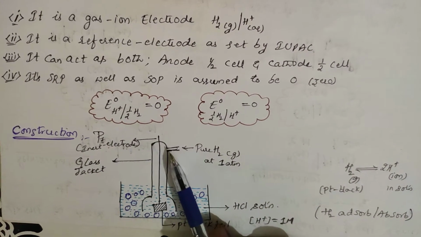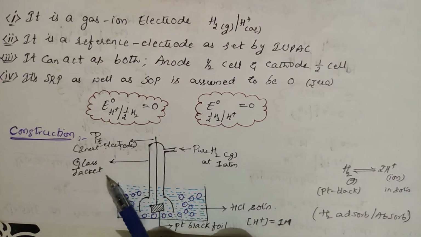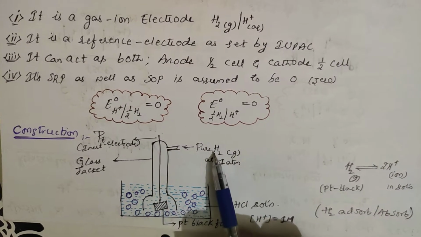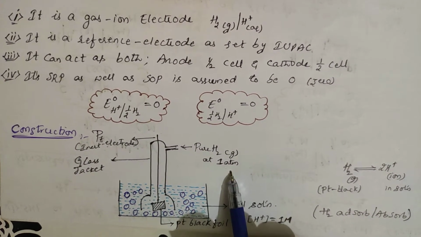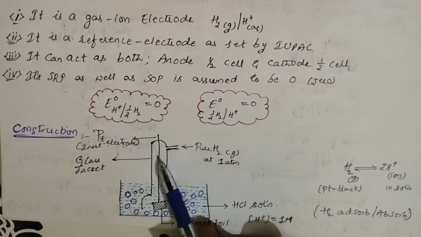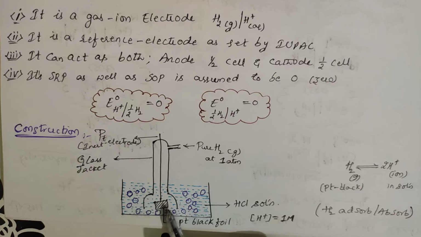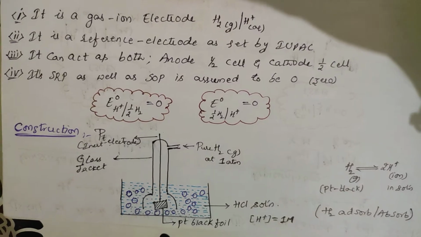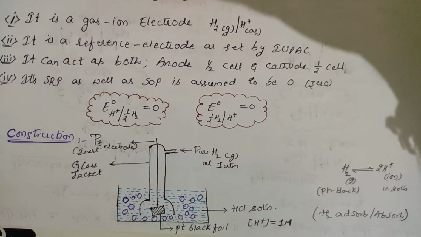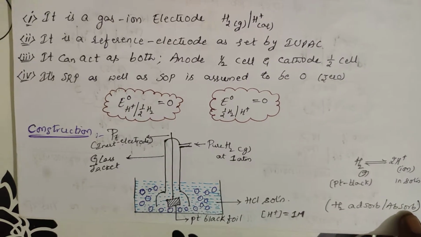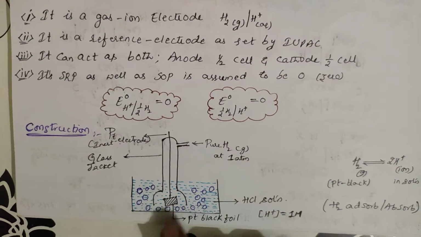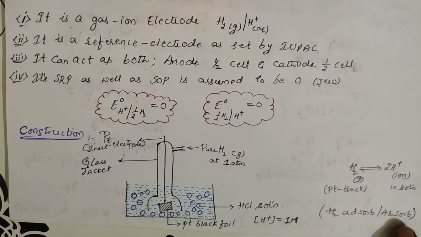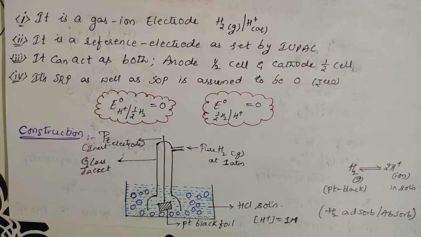Now this platinum electrode is surrounded by a glass jacket, and it is having some opening here. From that opening you are sending pure hydrogen gas at a pressure of 1 atmosphere. Pure hydrogen gas you are sending into this glass jacket, so that the gas comes onto the platinum foil. So how much can the platinum foil absorb? Adsorb means surface phenomena, absorb means bulk phenomena. This adsorb means the hydrogen gas will be adsorbed only on the surface. Absorb means it goes deep into the foil.